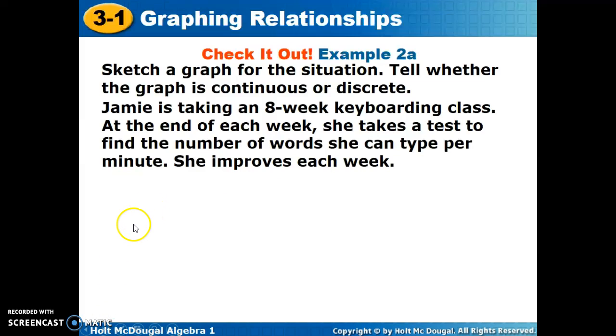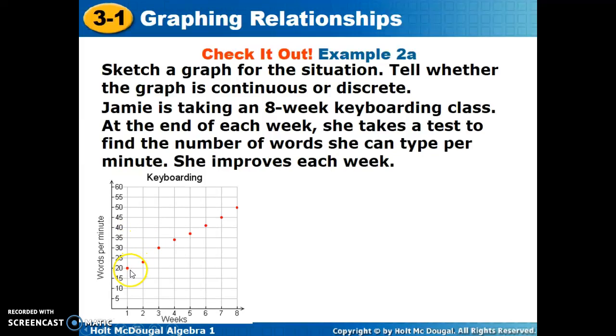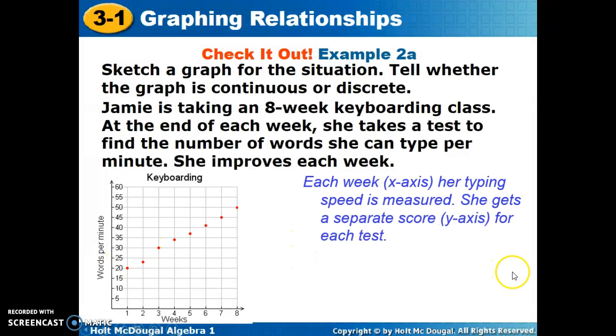So Jamie is taking an 8-week keyboarding class. At the end of each week, she takes a test to find the number of words she can type per minute. She improves each week. Each week she has a new score at the end of the week. We're not counting in between, we're just counting at the end of the week, 1 score. The scores are not continuous. They only give 1 rate per week. Therefore, this is a discrete graph.